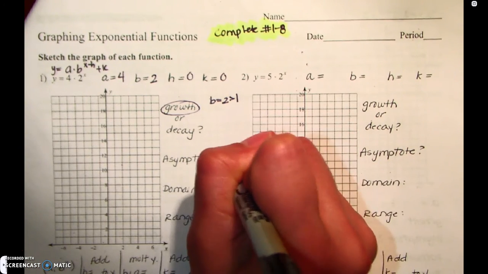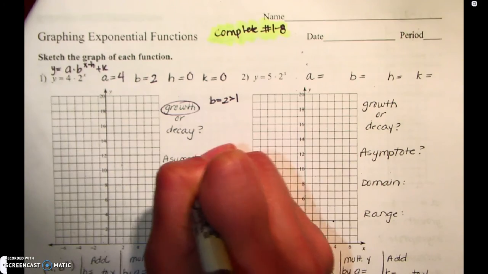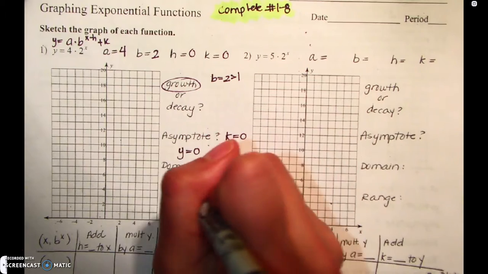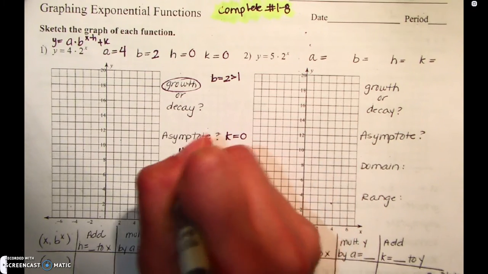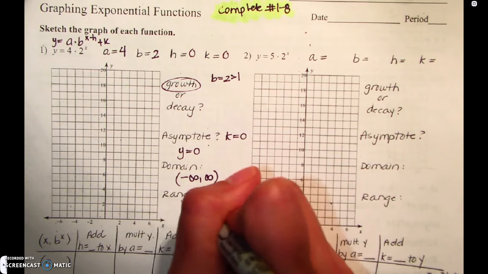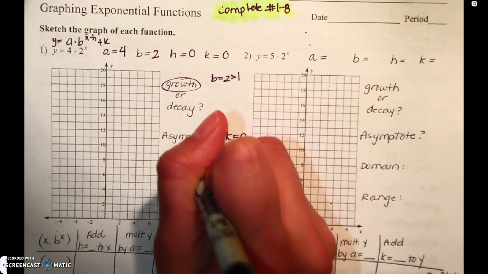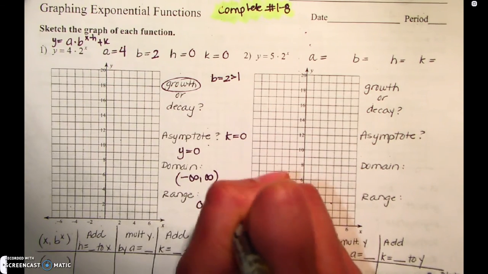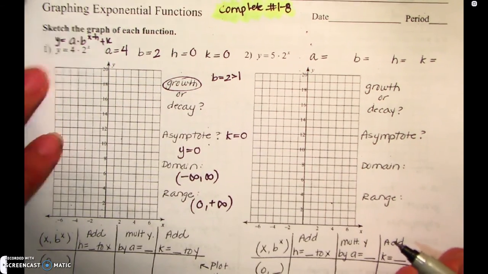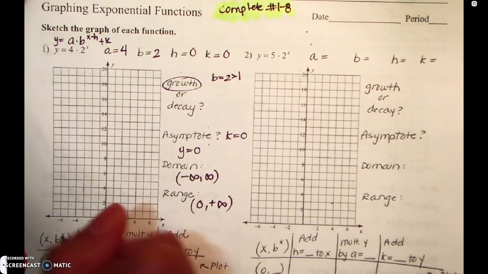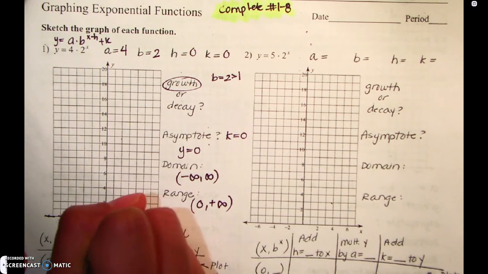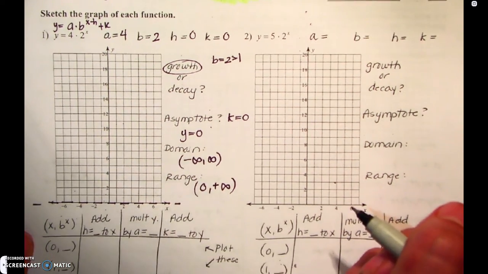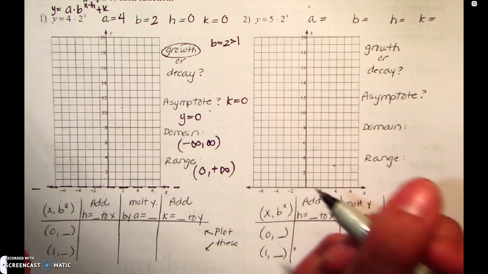The asymptote is coming from K. In this case, K is equal to 0. So my asymptote is at y equals 0. The domain is always going to be from negative infinity to positive infinity. And even without graphing it, I know that my range is going to be from my asymptote. And since it's growing, pointing up, it's going to be from 0 to infinity. Okay, so let's go ahead and graph y equals 0. That would be our asymptote. So I'm going to draw a dashed line at the line y equals 0. And then we're going to figure out how to graph the rest.